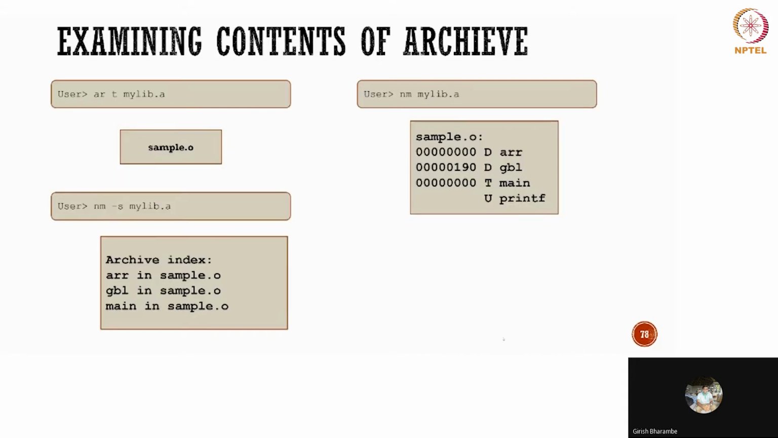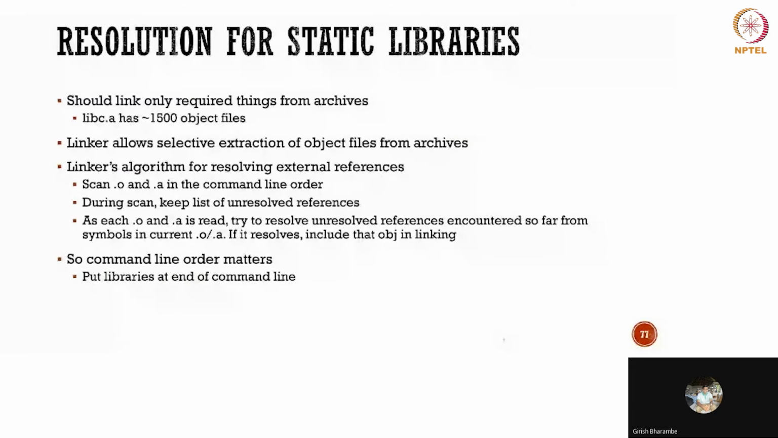So for example, if I have a.o and a.o is calling some of the libc routines, then if I give libc in the end, when a.o is processed, the linker would know I need the definition of malloc, I need the definition of strlen, I need the definition of memset. And when it sees the archive, it will look at all the object files which are present, and it would see which one is providing me the definition of strlen.